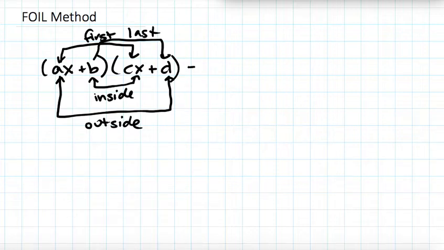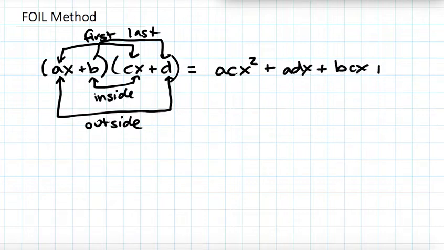So when I multiply these two things together, ax times cx is going to be a times c times x squared. Then we're going to have outside a times d times x, inside b times c times x, and last is going to be b times d. So F, O, I, L. So we're going to look at example 5.